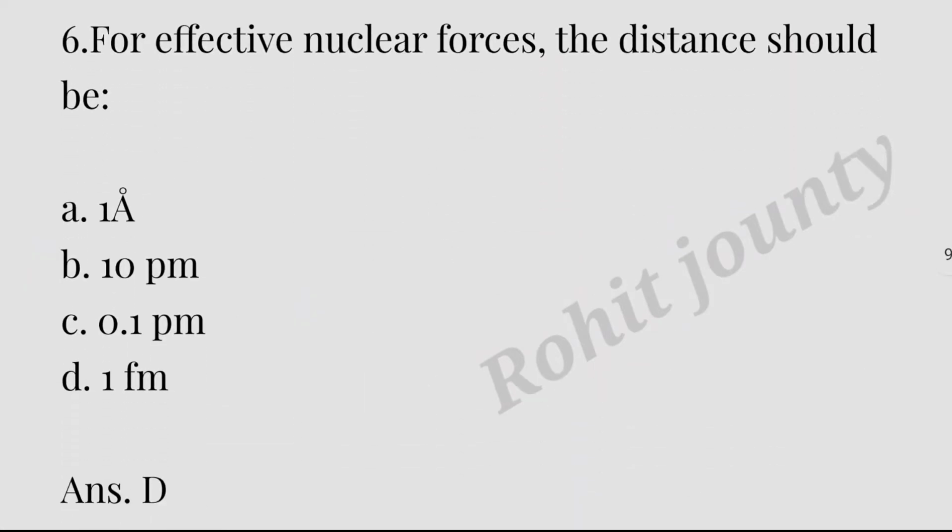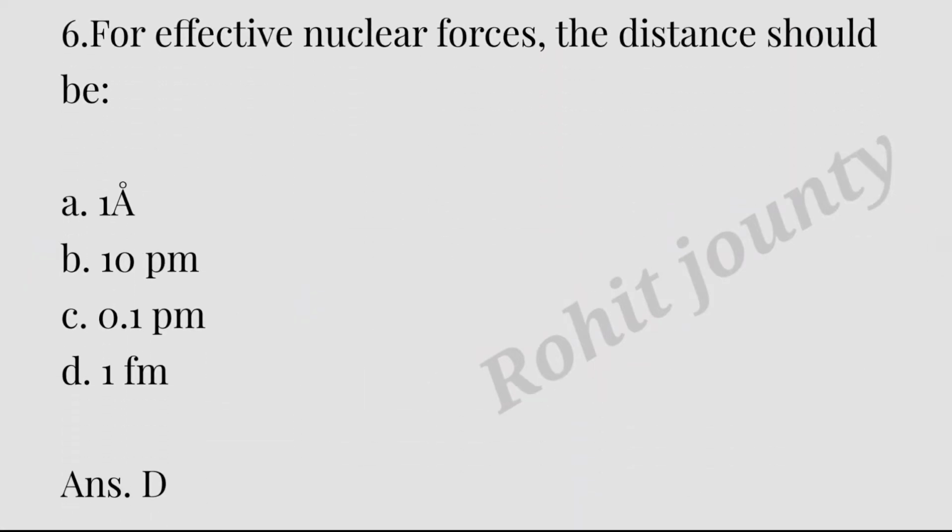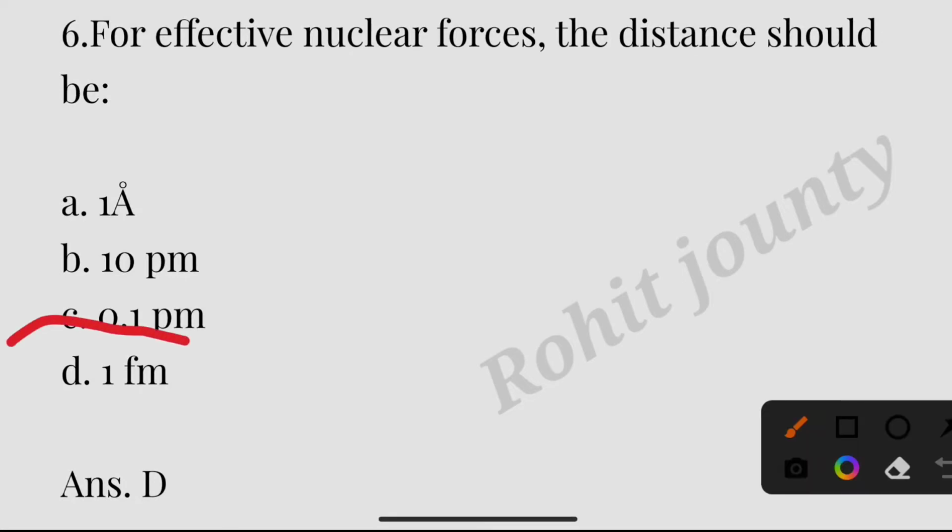Question number 6. For effective nuclear forces the distance should be option A: 1 angstrom. Option B: 10 pm. Option C: 0.1 pm. Option D: 1 fm. The correct answer is option D: 1 fm.